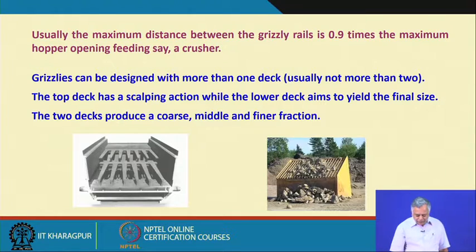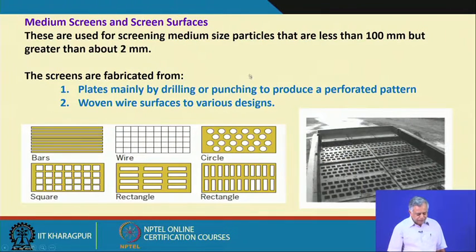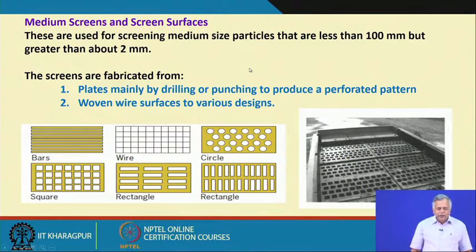So if you have some kind of vibration, that will help this material to flow, and while flowing they will have interaction with the aperture. Based on their aperture sizes and the particle sizes, they will decide whether they will pass or whether they will be retained on top, and that is how you can have a separation based on sizes. Now, that is about the coarse screens, the surfaces and structures we have discussed.